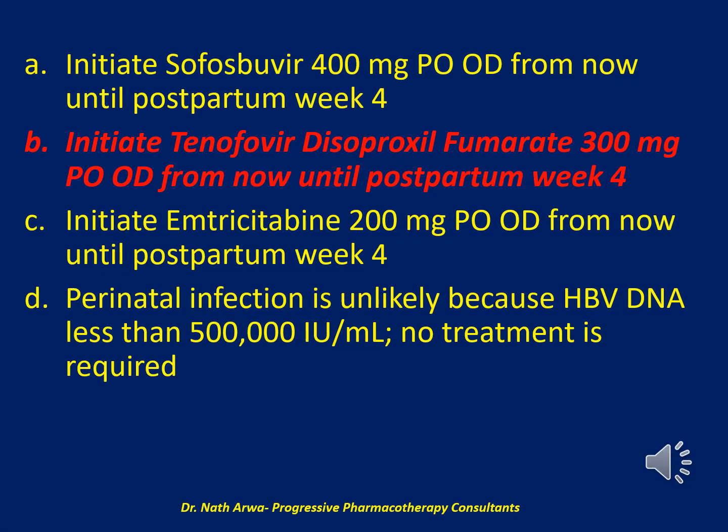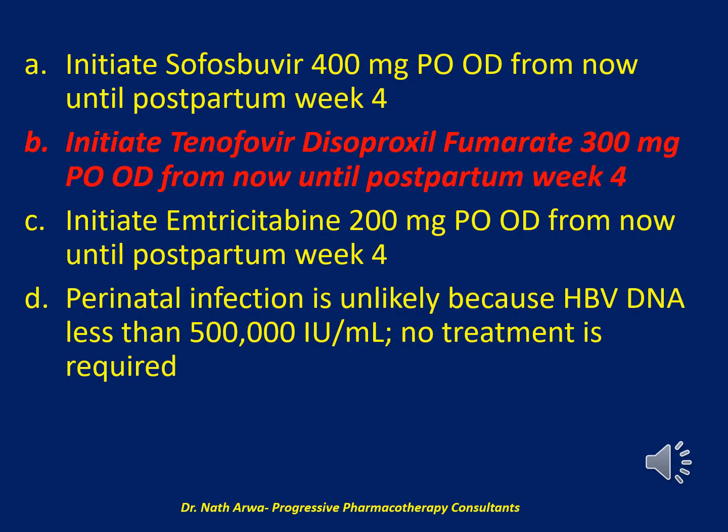And the correct answer is B. Initiate tenofovir disoproxil fumarate 300 mg orally once daily from now until postpartum week 4. This patient is at a very high risk of perinatal transmission because of a high HBV viral load, greater than 200,000 international units per milliliter, and she has another child with vertical transmission of HBV. That makes answer D incorrect. TDF has demonstrated decreased perinatal transmission in a clinical trial and is the best treatment strategy of the choices listed. That makes answer B correct.